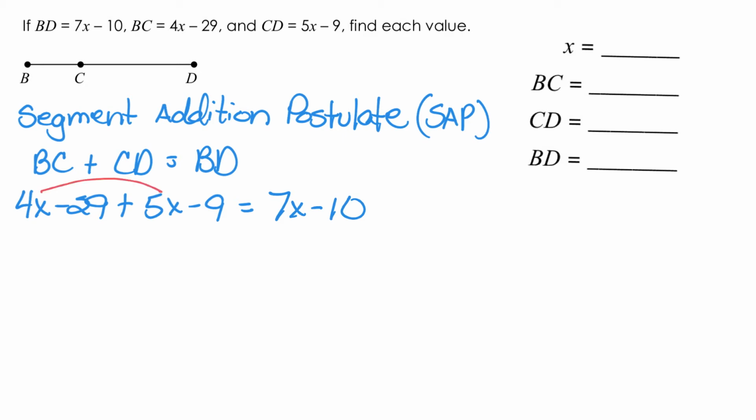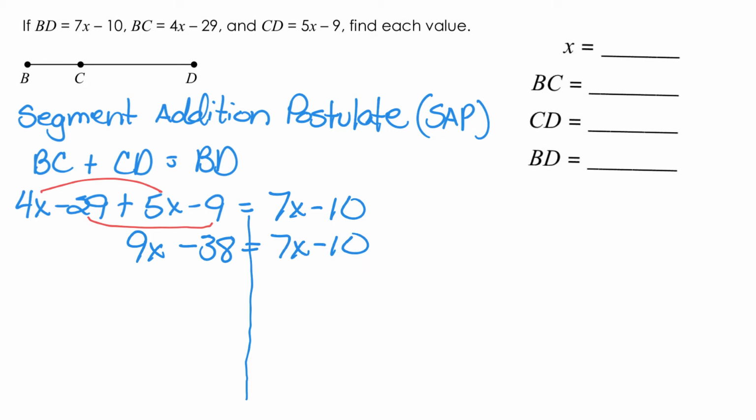So I have this barrier right here, so I know that I have to combine like terms. So I can combine 4x and 5x. Next, I would combine 29 minus 9, and then write the rest. Next, I need to get variables on the same side, so I need to undo the 7x. So I'm going to subtract 7x on both sides.